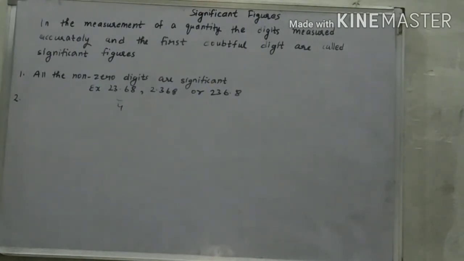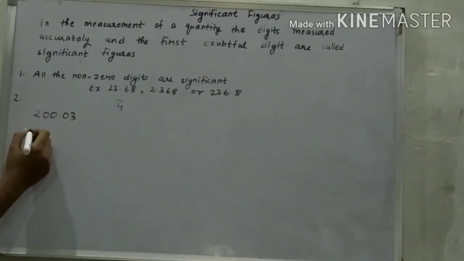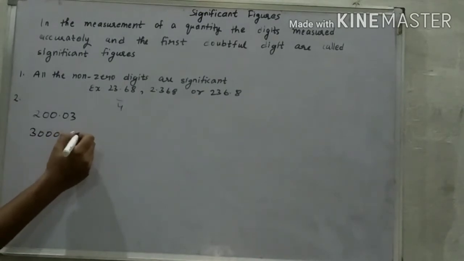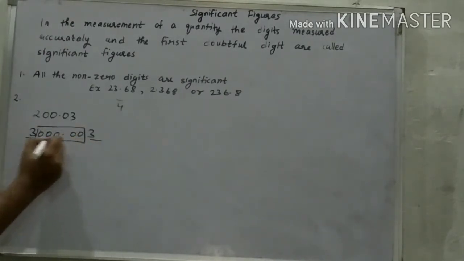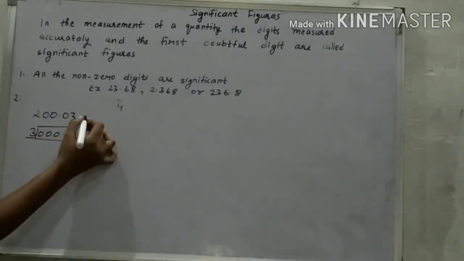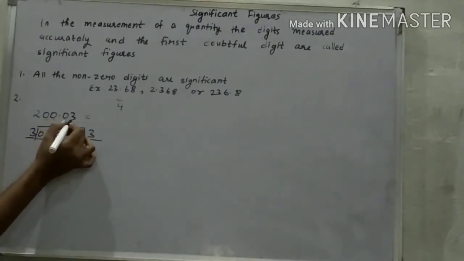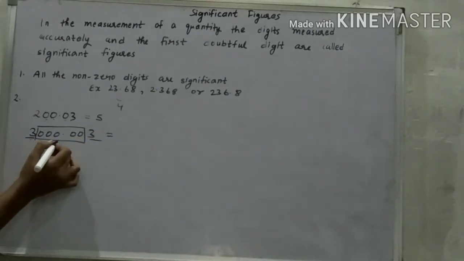Okay, and the second rule is that all zeros between two non-zero digits are significant. For example, 200.03 and 3000.003. If you have two non-zero digits, then however many zeros you have between them, all are significant. So the significant figures in this will be 1, 2, 3, 4, 5, and the significant figures in this are 1, 2, 3, 4, 5.